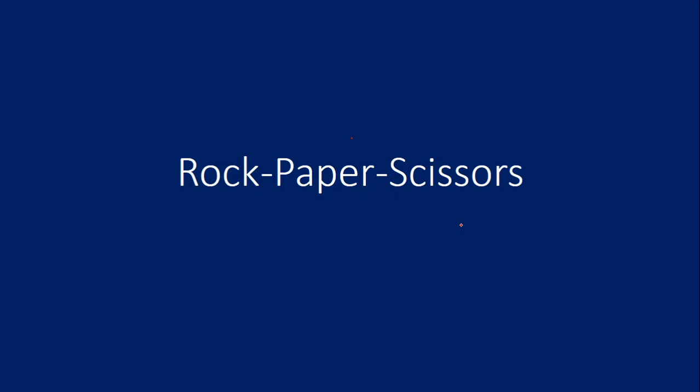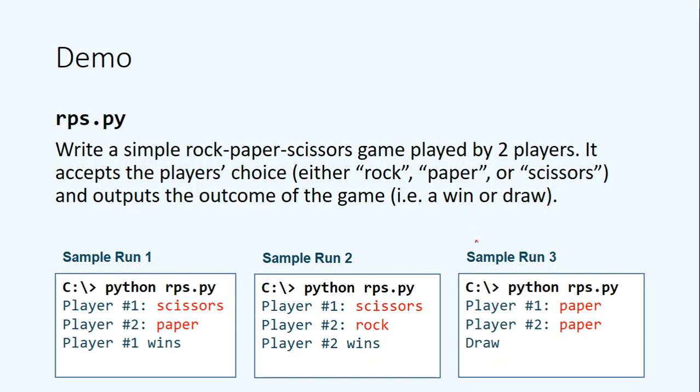So here is the description of the problem that we try to solve. We try to write a simple rock paper scissors game that's played by two players. It will accept the player's choice. So the player will enter either rock, paper, or scissors, and then it will output the outcome of the game, a win or a draw. Okay? The outcome of the game is basically win or draw, right?